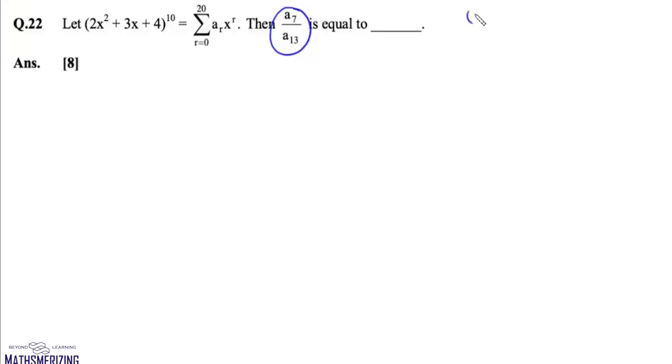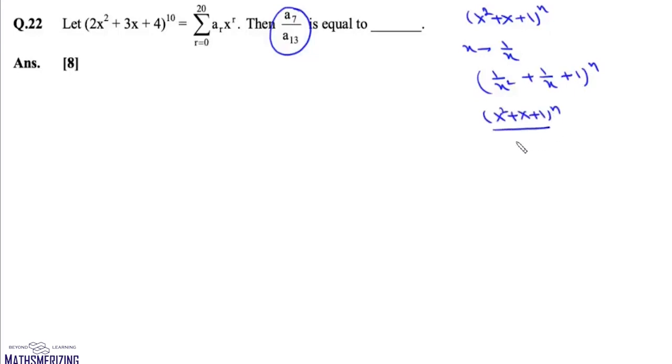Say for example, the question which we have previously solved, x square plus x plus 1 to the power n. There we have replaced x with 1 upon x, and if we do that, we can write this as 1 upon x square plus 1 upon x plus 1 to the power n, and here it will be x square plus x plus 1 to the power n upon x to the power 2n. So this x square plus x plus 1 to the power n is preserved even after taking this transformation.